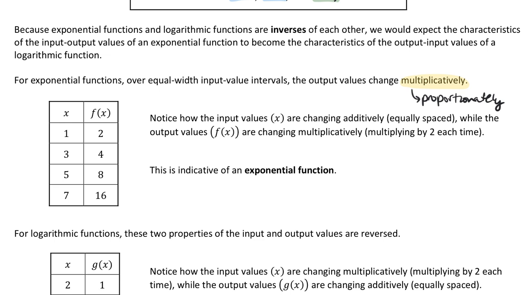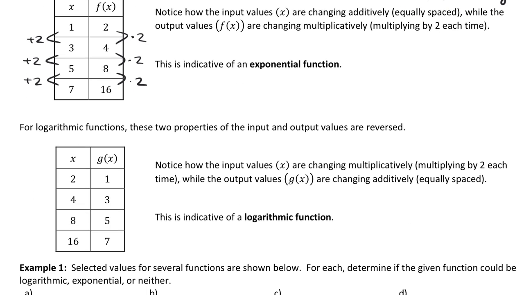We know this. Notice how the input values are changing at a constant rate over equal length input value intervals. They are evenly spaced. And then we are multiplying the outputs. This is an exponential function. This is what we did in the previous part of this unit. But then two times ago, we learned that the inverse of a function just switches the x's and y's. And then we learned that logarithms are the inverse of exponentials.